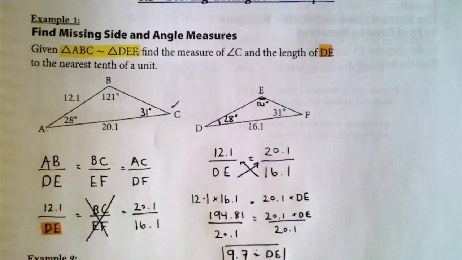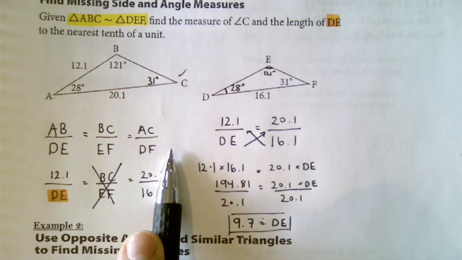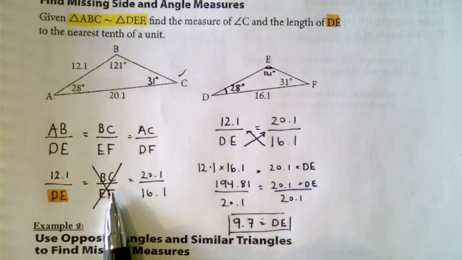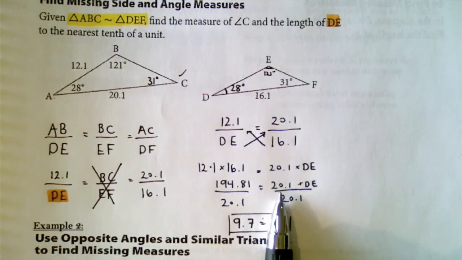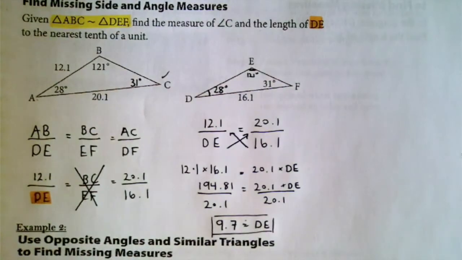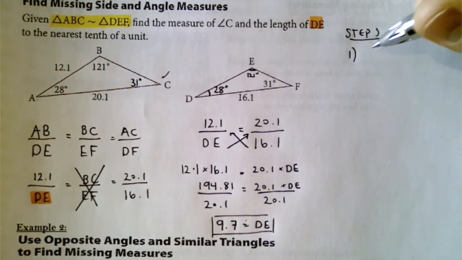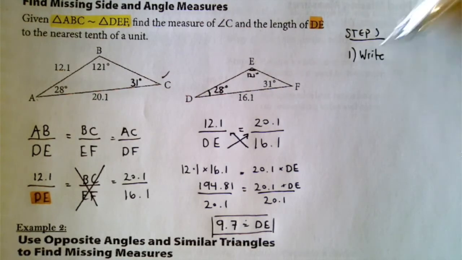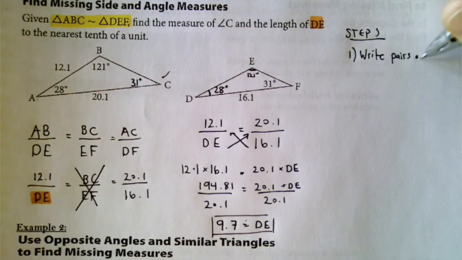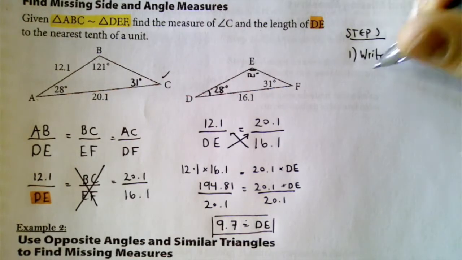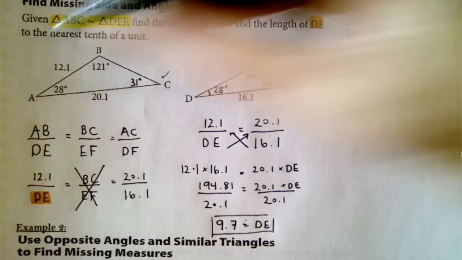And that is how we use similar triangles. So we write out all the pairs, fill in the ones we know, cross out the one we don't know anything about, bottoms up and multiply, and then divide away what's in front of the letter. So if we were to write these as steps, number 1: write pairs of similar sides as ratios. And that's our step 1.